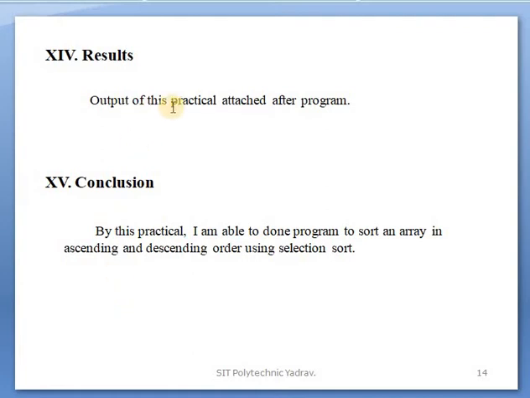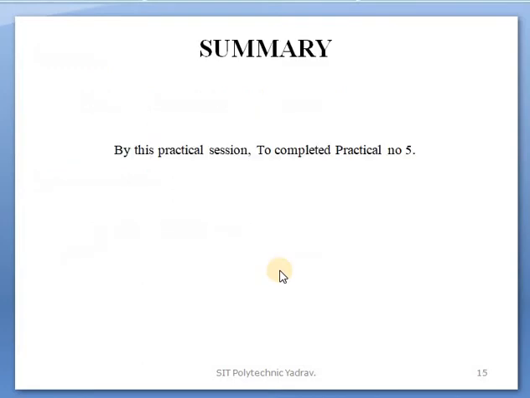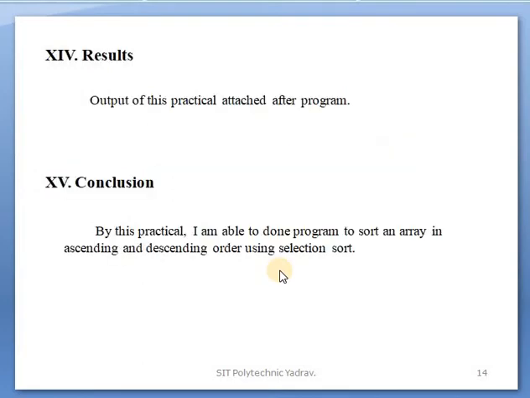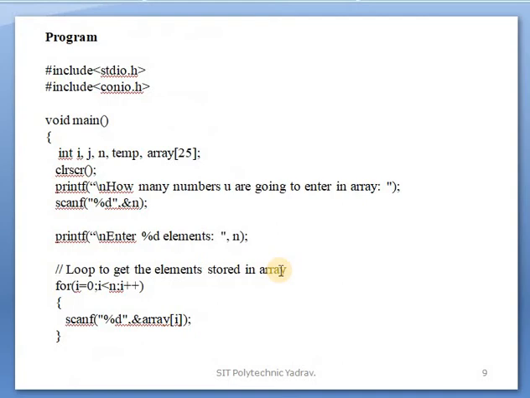Practical results: the output of this practical is attached with the program. By this practical, I am able to write a program to sort an array in ascending and descending order using selection sort. Now I explain the program, and also how to run it using an editor. The editor I am using is Turbo C++. Here is how to compile it, run it, and see the output.